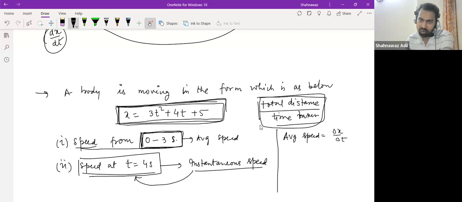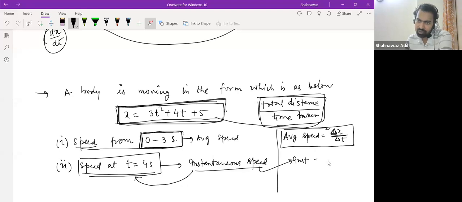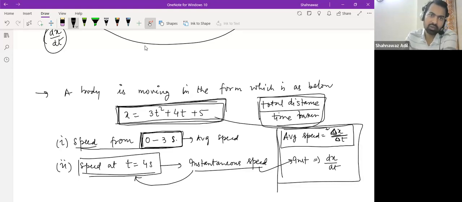For the parametric form, we use this. I will talk about the delta in a moment. So this is what we will use. And for the instantaneous speed, this is what we will use. Okay, so now let us do this problem first.